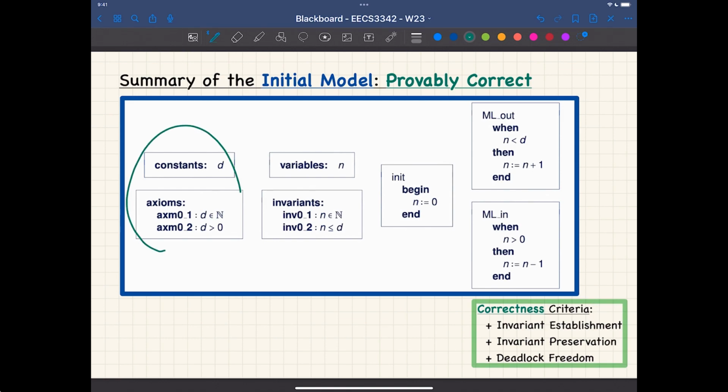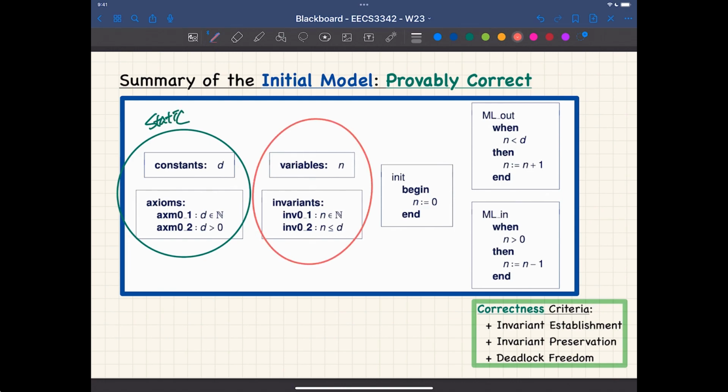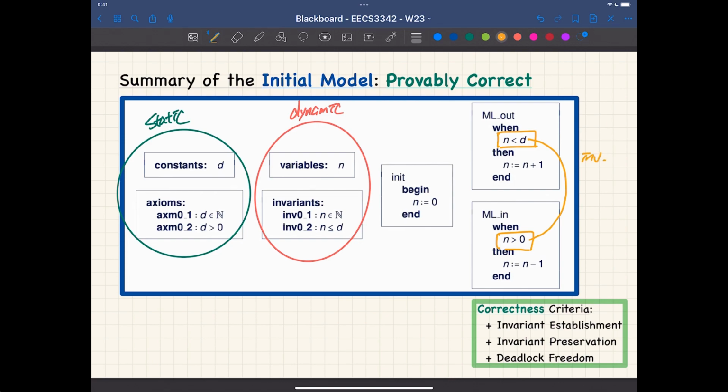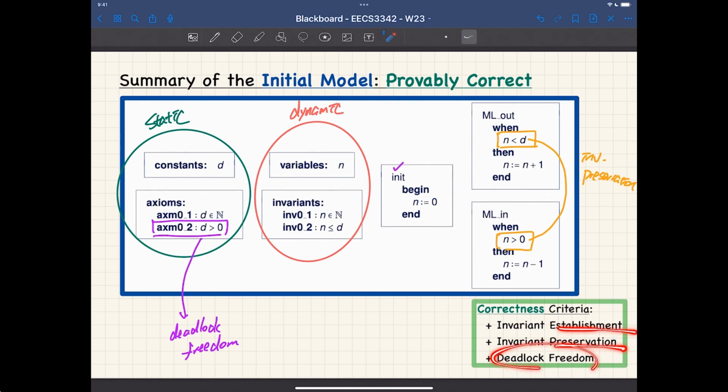All right, so you know for the model, this is the static part, right? Just always remember, you got static part, and you got dynamic part. And just remember, these 2 event guards were added for invariant preservation. And this axiom over here was added for deadlock freedom. All right, and then of course we got initialization as well. And finally, we can claim that our model is correct with respect to 3 criteria: invariant establishment, preservation, and deadlock freedom. So right, that's the final conclusion we have over here. Okay, all right.